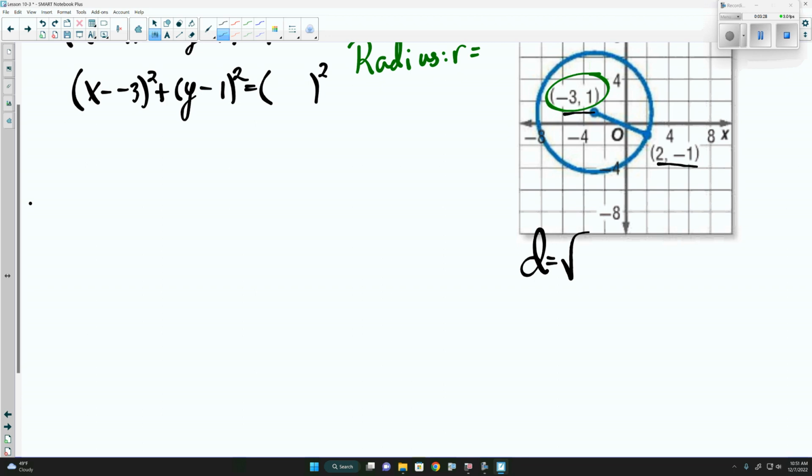So we can use the distance formula from yesterday. And our distance formula is the square root of x2 minus x1 squared plus y2 minus y1 squared. So we'll take the difference. So here our two x values are -3 and 2. So we'd say -3 minus 2 squared plus our y values are 1 minus -1 squared. Because once we do this calculation, we'll have the radius.